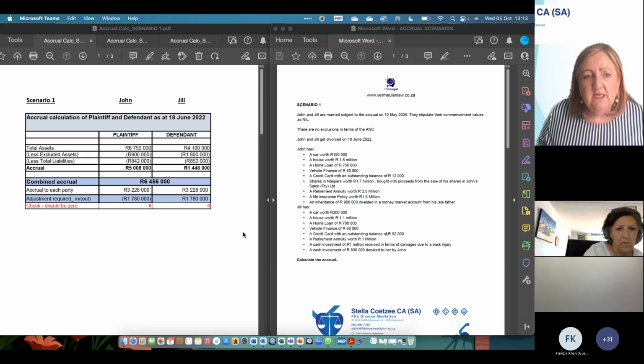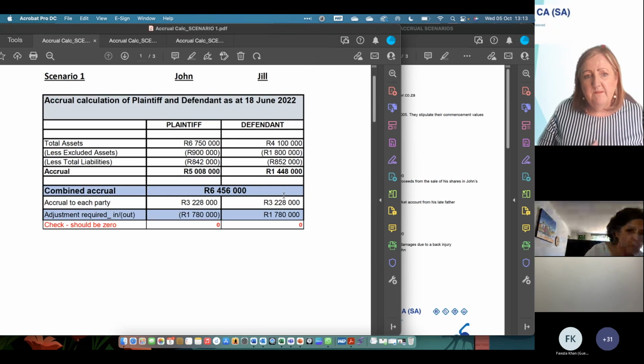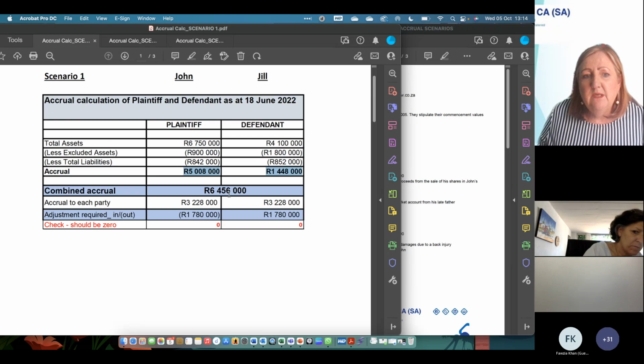Okay, so how the calculation works. The combined accrual, the first blue line, you'll see an amount of 6.456 million. That is, you add the two amounts, the 5 million of John plus the 1.4 million of Jill, which gives you the 6.4 million. So that's the combined accrual for both of them. Then we need to split 50-50. So each person gets half of the 6.45, so each party gets 3.228 million rand, hence equal amounts on both sides.